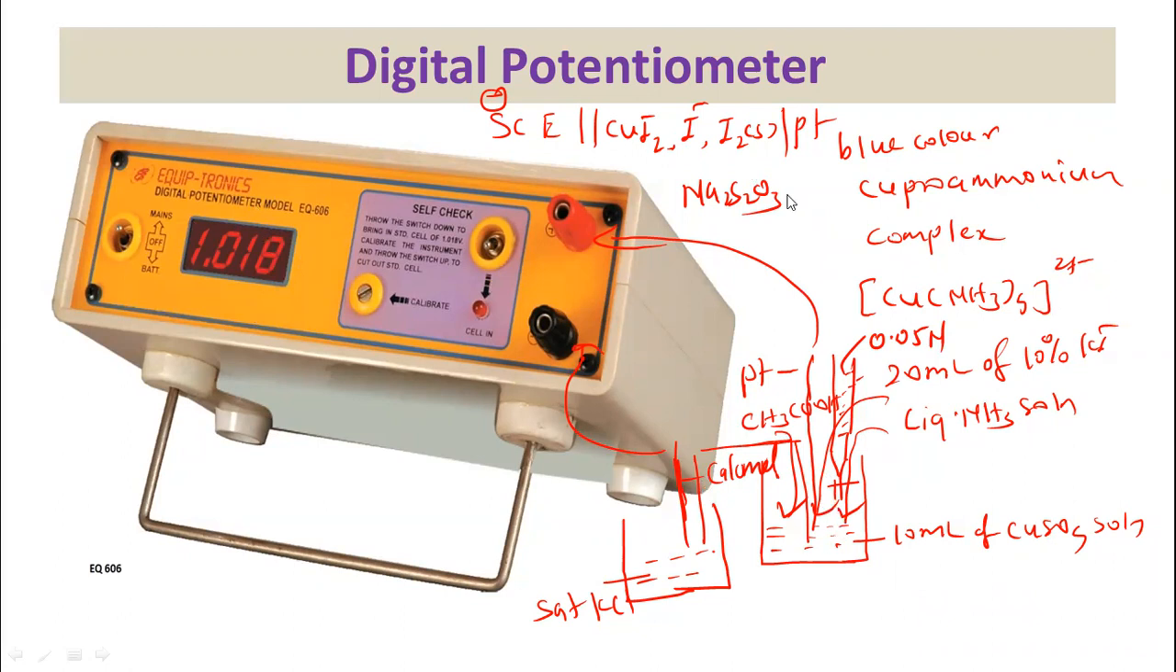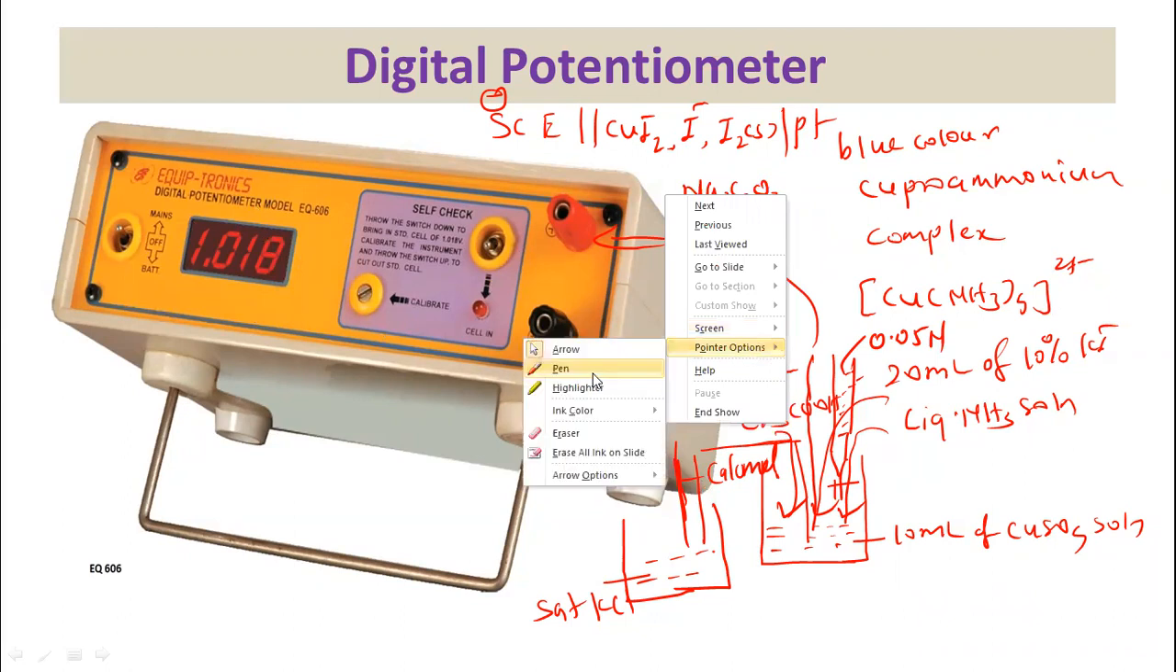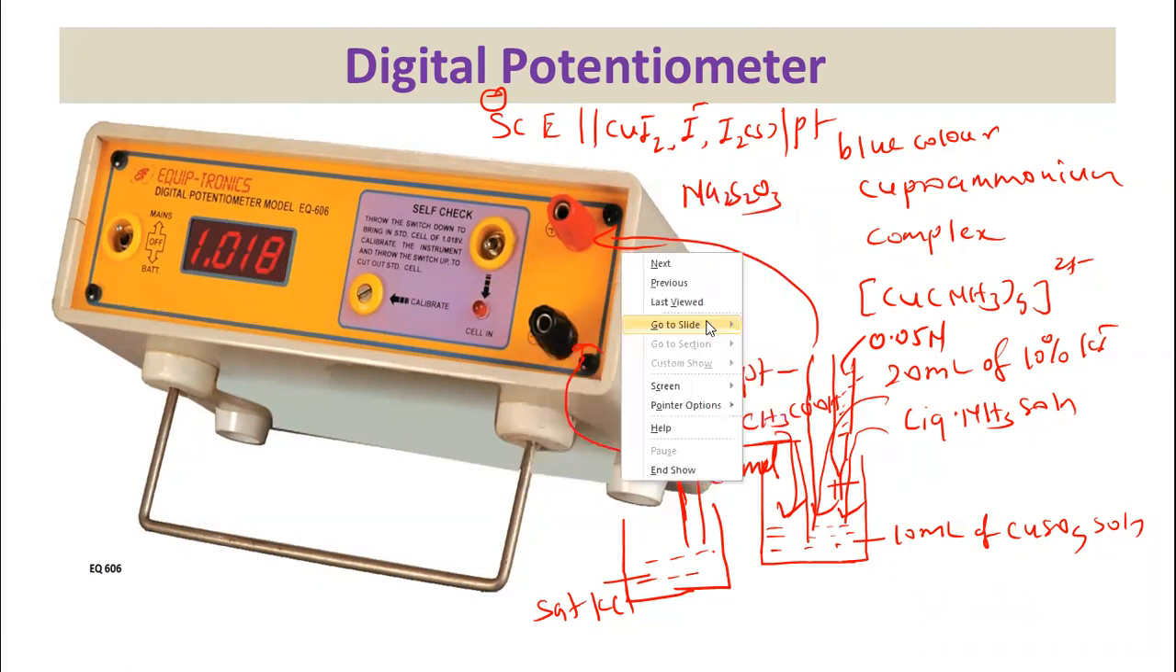Okay, once again I would like to show you this cell. You can see here how to construct the cell. This is a very important part of this experiment. So in one beaker we have to take the saturated KCl solution, and dip the calomel electrode here. This is the calomel electrode.